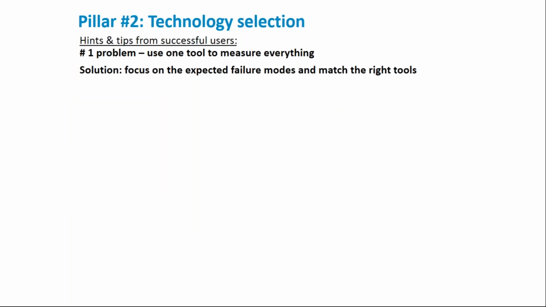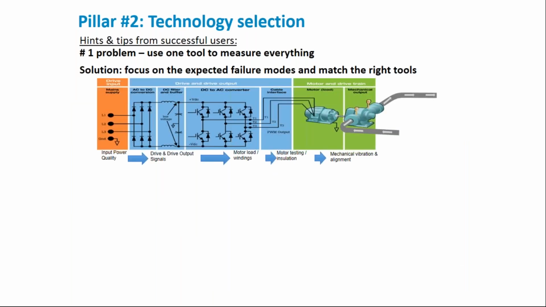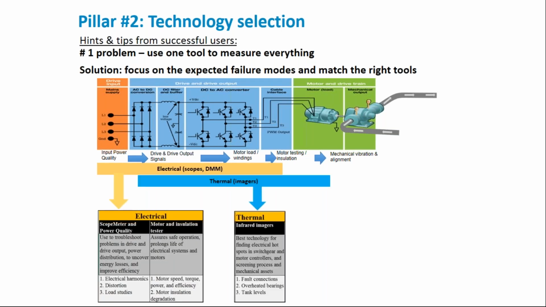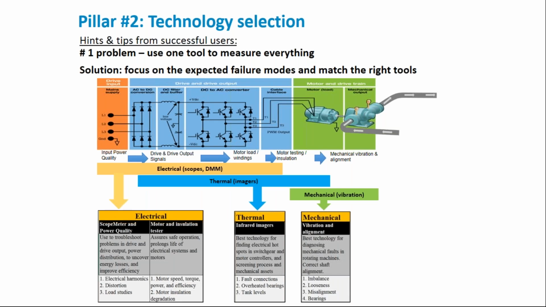All right, step number 2, what technology do we start with? Well, if you think about it, we don't want to get just the electrical tools, and we don't want to do just the thermal tools. We need a little bit of mechanical tools as well. So again, look at your expected failure modes. The electrical tools are going to be looking for electrical problems that we see in the drive input, in the drive output, and the mechanical tools are going to find problems with the rotating components, imbalance, misalignment, looseness, and bearings.